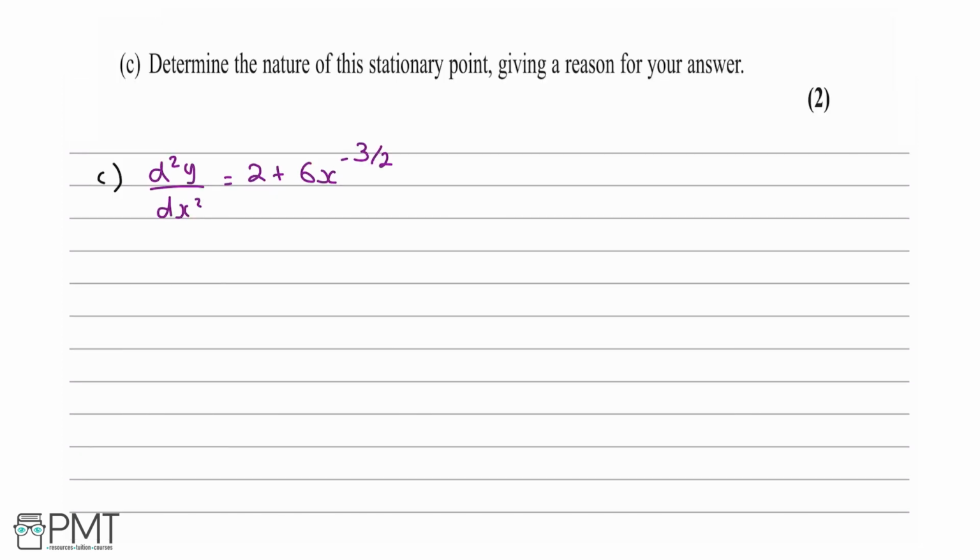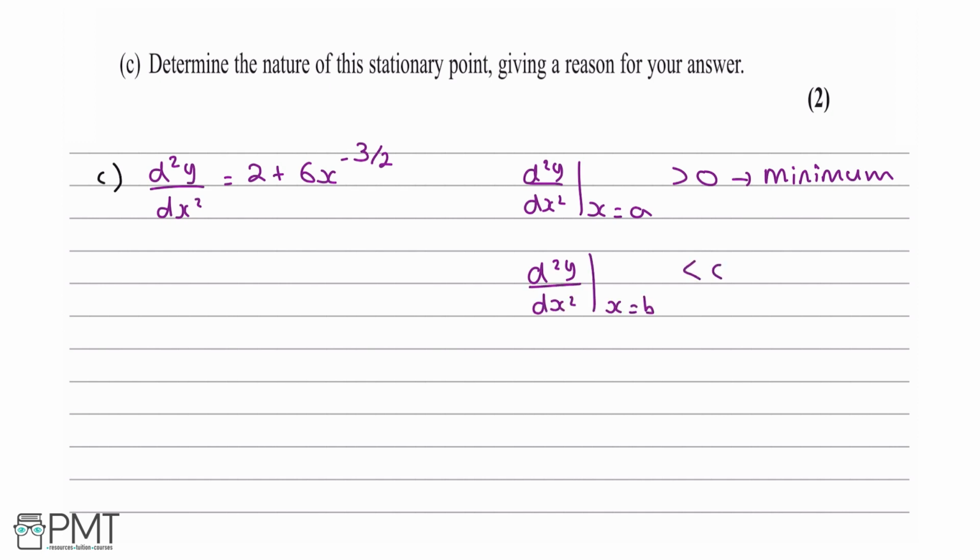So part C has asked us to determine the nature of the stationary point and give a reason for our answer. So to determine the nature of a stationary point, there is one key rule you go by. If d squared y by dx squared at a certain x value, so x equals a, is greater than 0, this means the stationary point is a minimum. And if d squared y by dx squared at some other x value, so x equals b, say, is less than 0, then this is a maximum stationary point. So all we need to do is plug in x equals 4 into our expression for the second derivative and then see which case it meets.